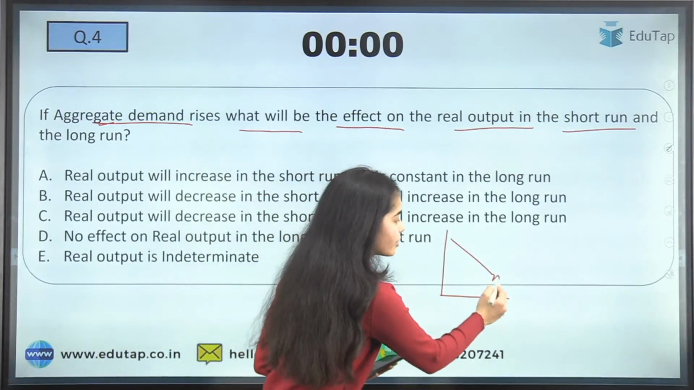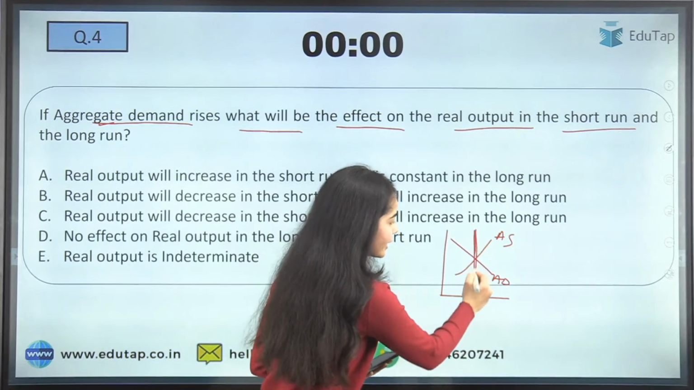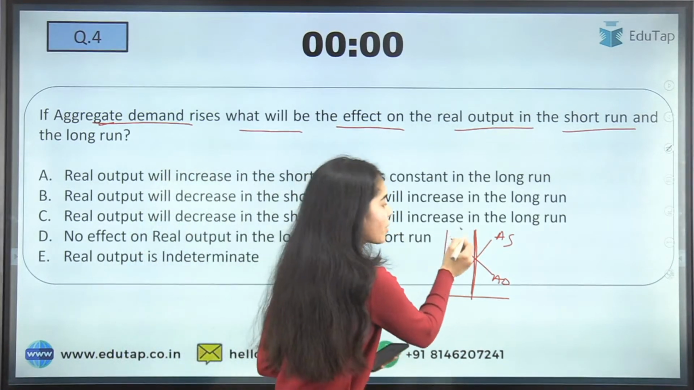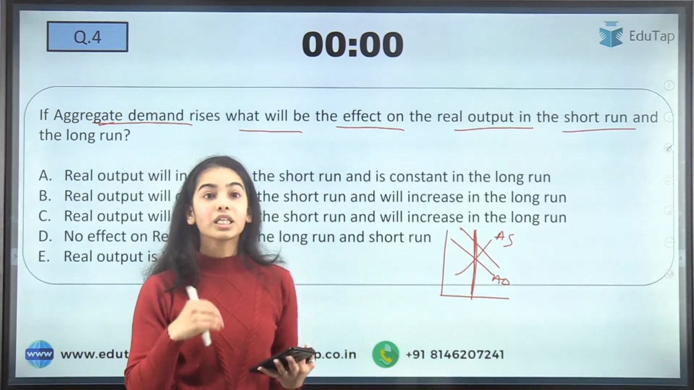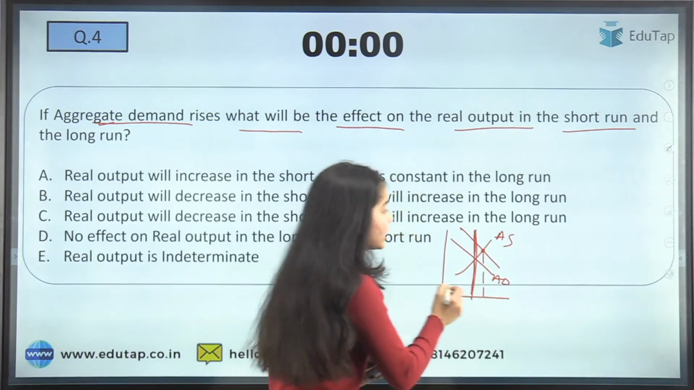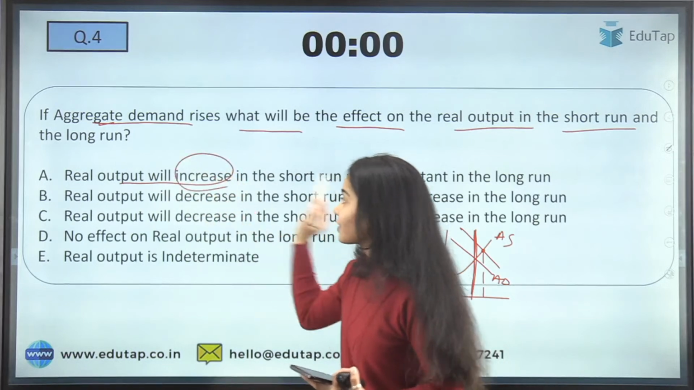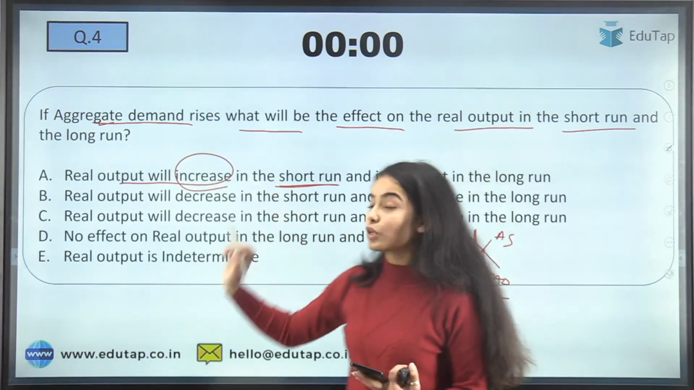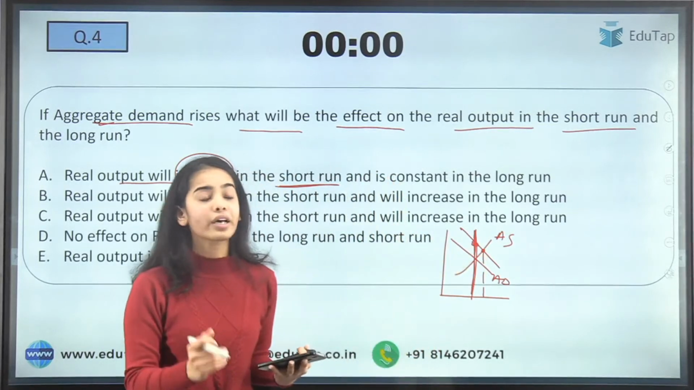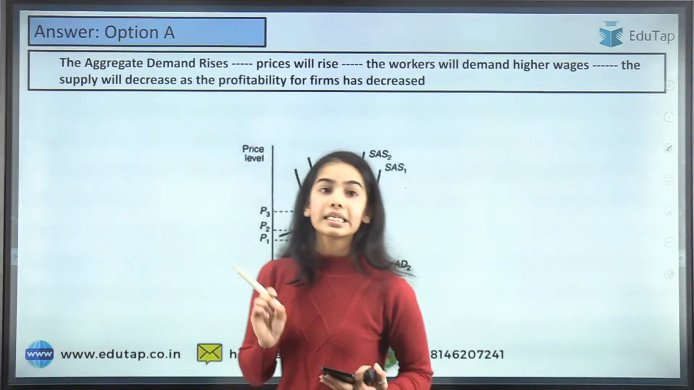So this is aggregate demand, this is aggregate supply, and this is long run aggregate supply. Now the question is saying that the aggregate demand is rising. So what will happen in the short run? In the short run, output will increase. In the long run, of course, the output is constant. So here is the reason why.